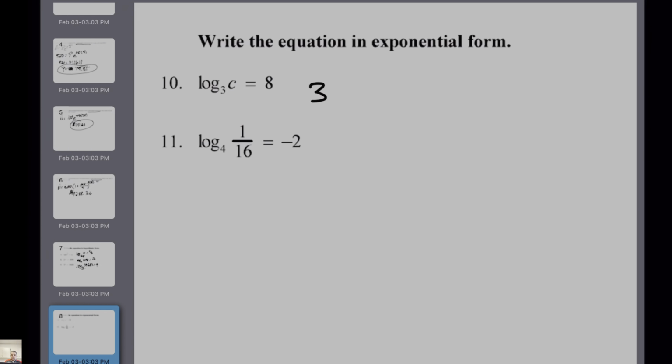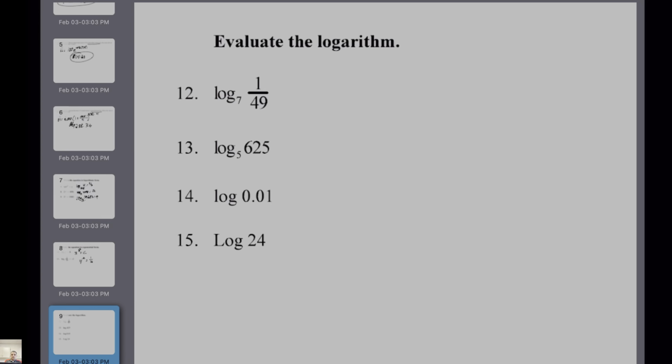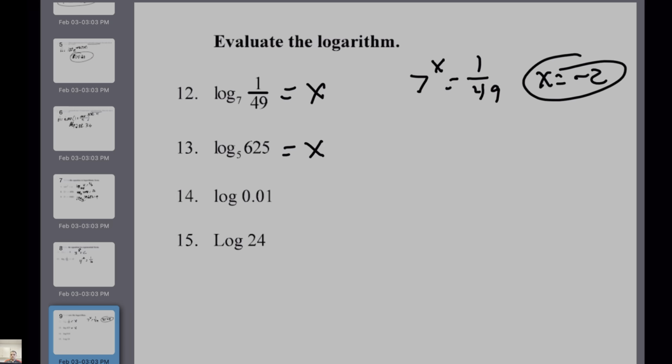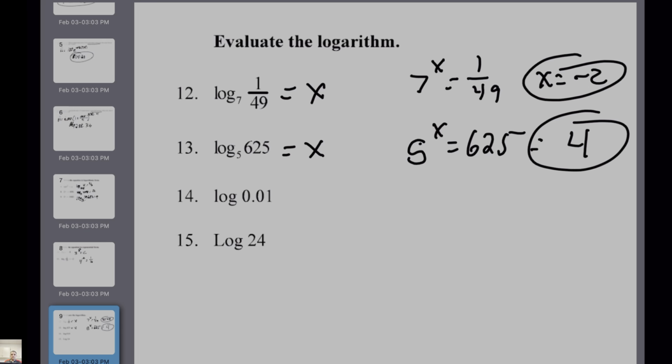Exponential form, 3 to the 8th equals c, and 4 to the negative 2 equals 1/16. So you're evaluating them, these first ones, and just write them as exponentials. So 7 to what power equals 1/49th? So it's got to be negative because now it's a fraction, 7 squared, so x is negative 2. I may have put 2 in the answer sheet. Yeah, whatever. The next one, 5 to the x power equals 625. I think it's to the 4th, so x equals 4.